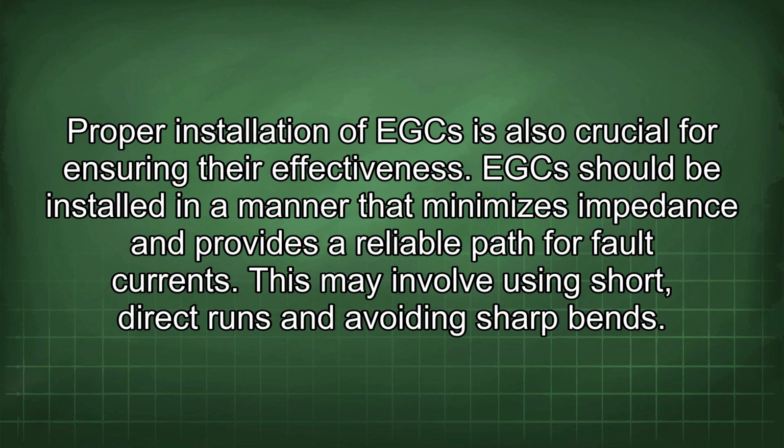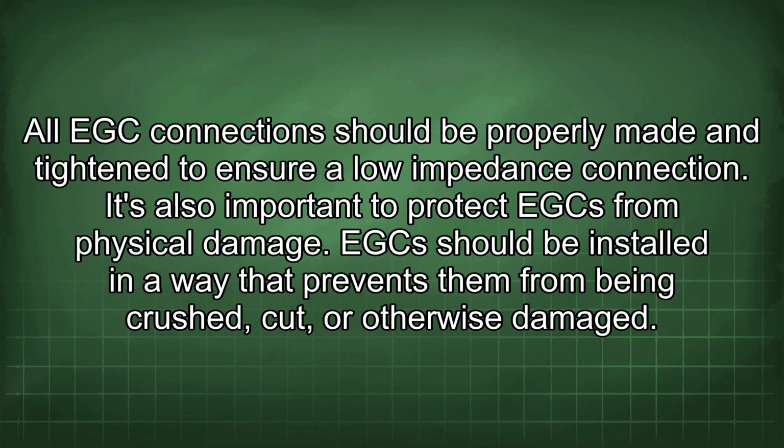Proper installation of EGC is also crucial for ensuring their effectiveness. EGC should be installed in a manner that minimizes impedance and provides a reliable path for fault currents. This may involve using short, direct runs and avoiding sharp bends. All EGC connections should be properly made and tightened to ensure a low impedance connection.